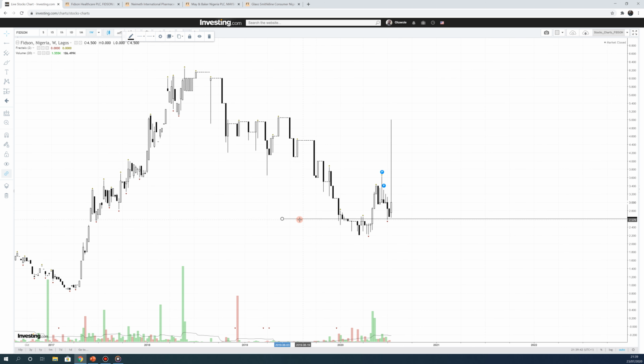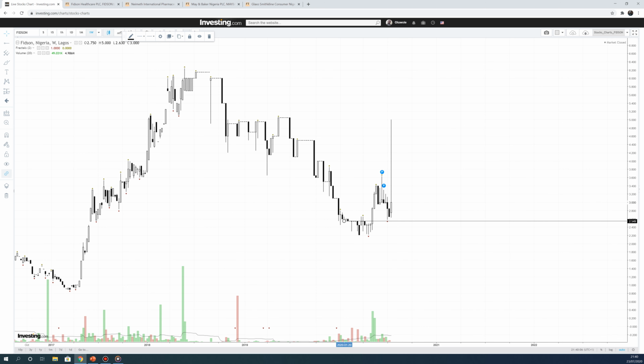Yeah, let's take 2 naira 60 kobo. This is 2 naira 65. This is where the liquidity is. Liquidity is at 2 naira 55 kobo. So we'll be looking at 2 naira 55 to 2 naira 60 kobo.